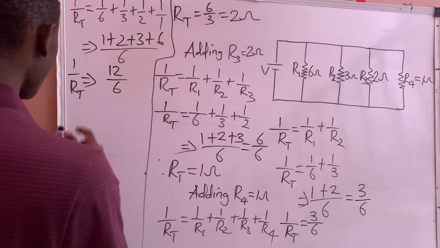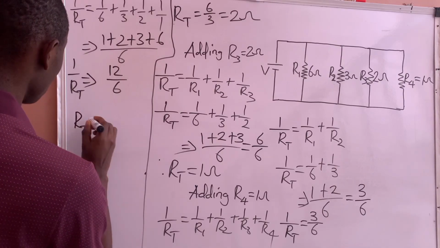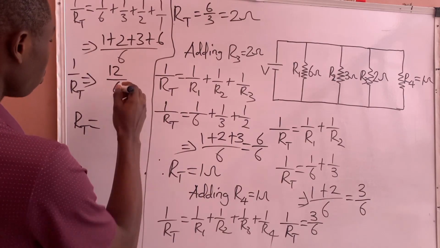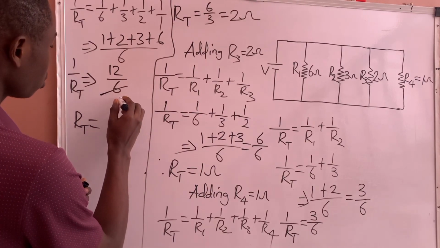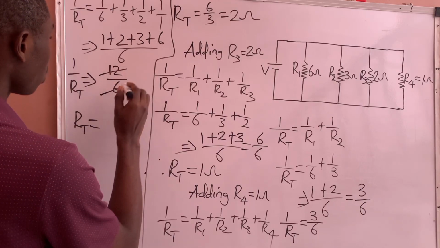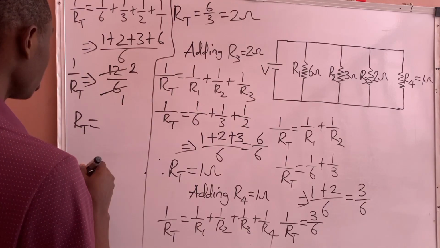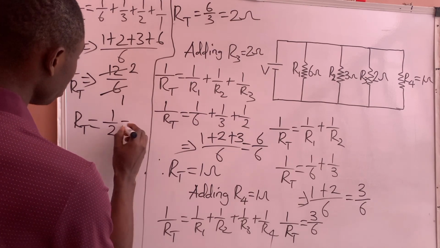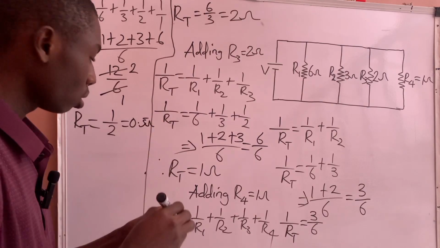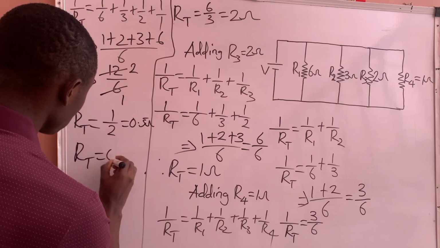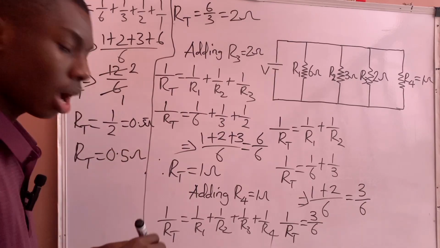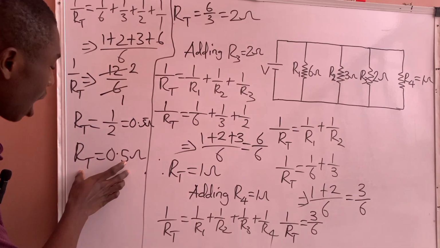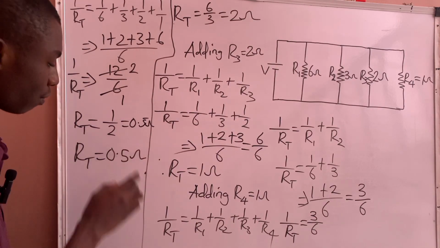So for us to find RT, which is the total resistance, we will invert the fraction. Here 6 can go into 6, it will be 1, and 6 can go into 12, it will be 2 times. So to invert it, it will be 1 over 2. So 1 divided by 2 is 0.5 ohms, which is RT. And you see, just 4 resistors, and the total resistance has decreased towards 0.5.